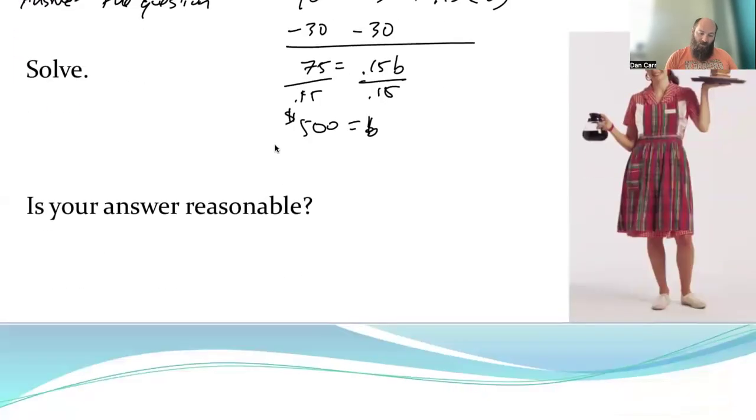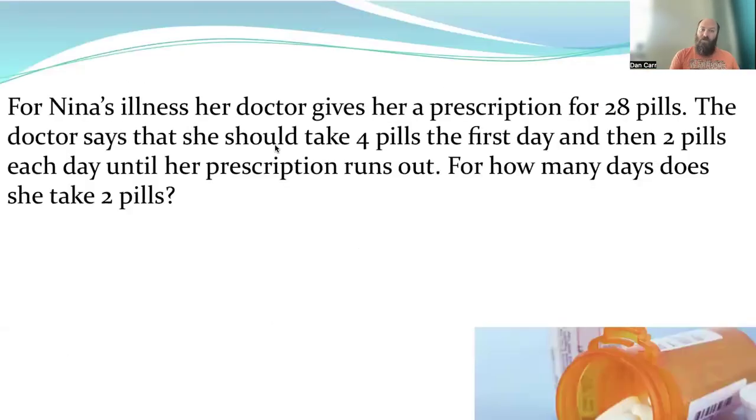Okay, we've got the next word problem. For Nina's illness, her doctor gives her a prescription for 28 pills. The doctor says that she should take 4 pills the first day, and then 2 pills each day, so her prescription runs out. For how many days does she take the 2 pills? Again, variables have to answer the question. How many days? My variable will be D for days.